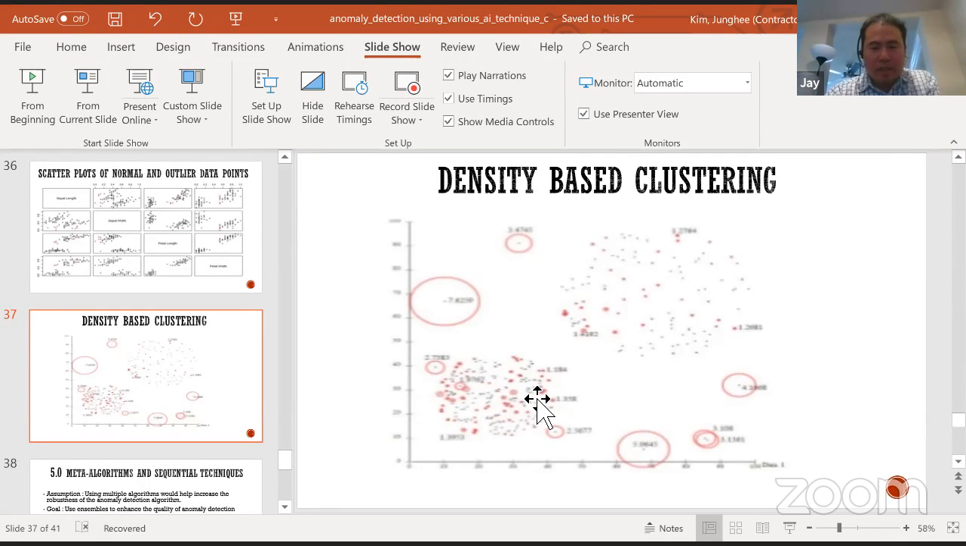Also, we can use the density of the data points. If data points are very dense, then it's a main signal, but if it's very sparse, we might think it's maybe an outlier. But again, an anomaly can be a little bit different, so we have to analyze further.